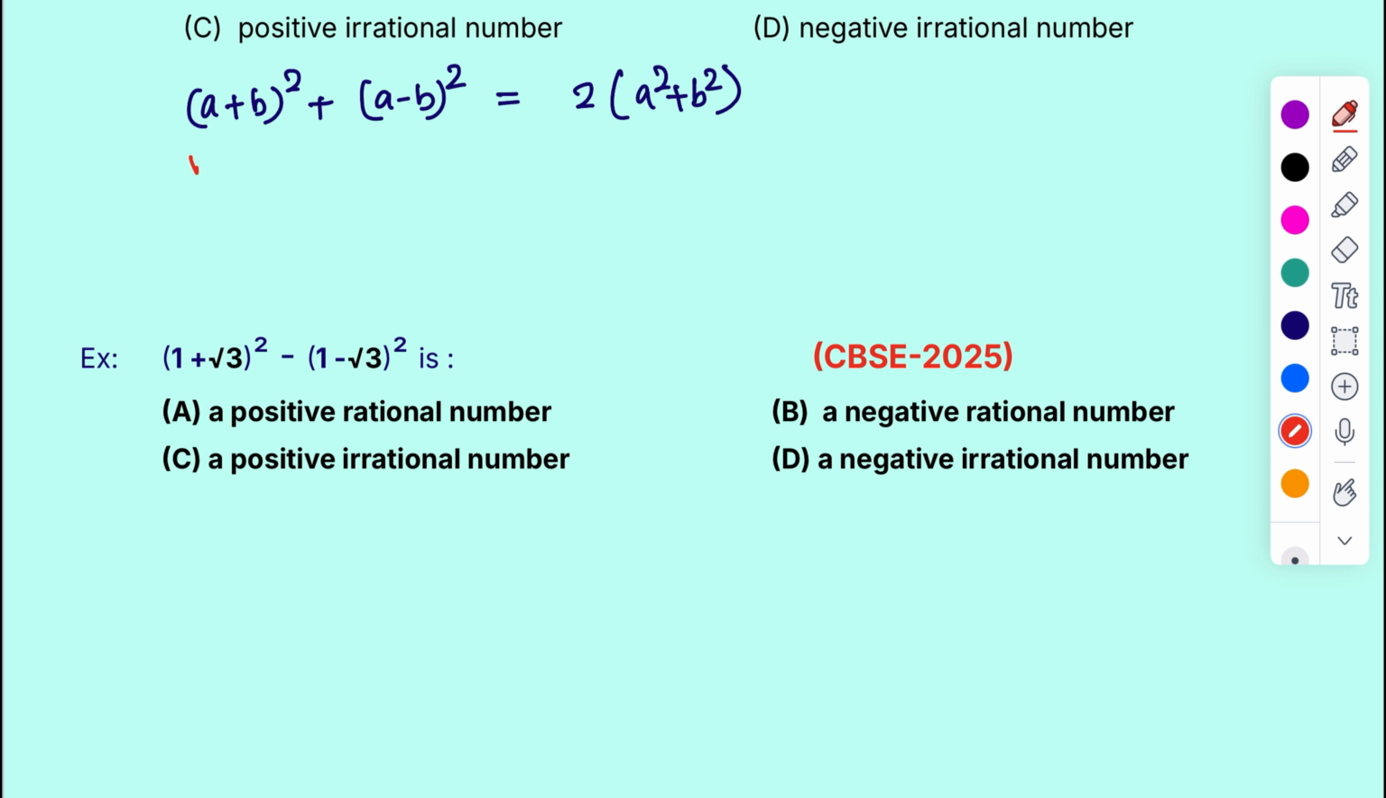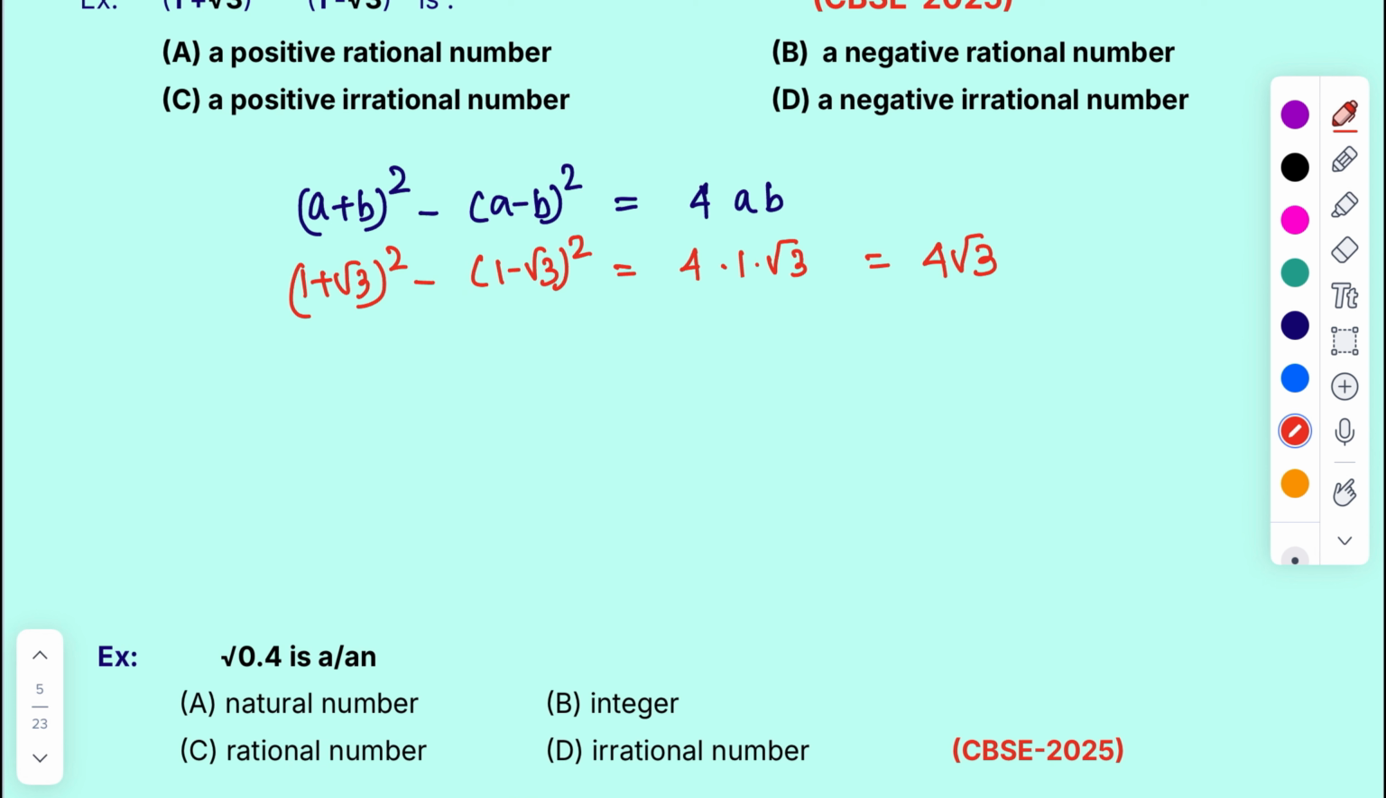Another question is 1 plus root 3 whole square minus 1 minus root 3 whole square. So similarly, here you have to use the formula a plus b whole square minus a minus b whole square, which is equal to 4 times ab. So we can write 1 plus root 3 whole square minus 1 minus root 3 whole square, which is equal to 4 times 1 into root 3, that is 4 root 3. This is a positive number. As root 3 is multiplied by 4, it is an irrational number. So 4 root 3 is a positive irrational number.